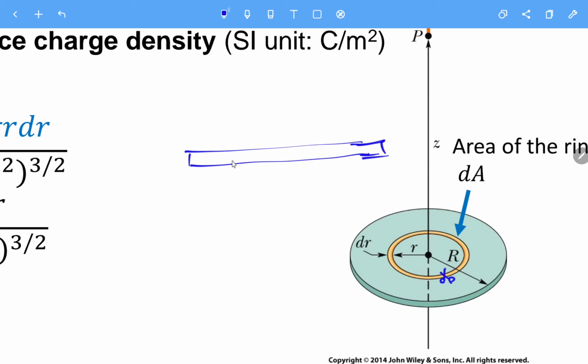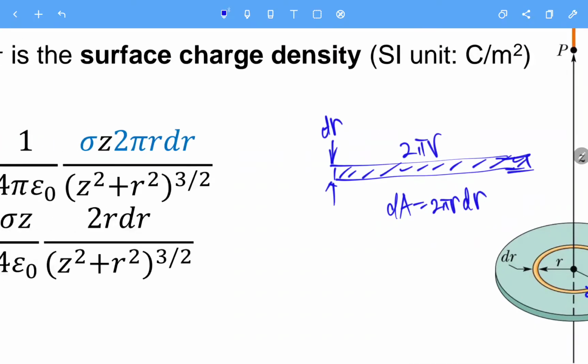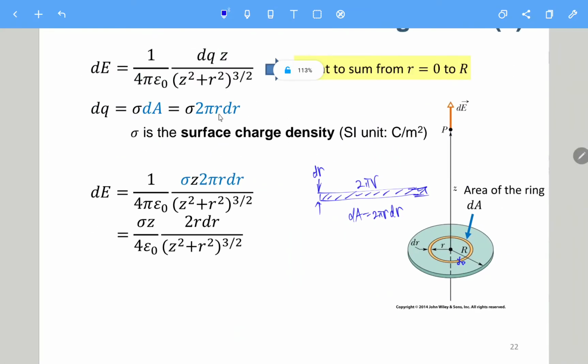So the width of the rectangle will be the circumference of this circle, which is 2 pi r. And then the thickness of the ring will be the height of this rectangle. So this height will be dr. So this is dA. This dA will be 2 pi r dr.